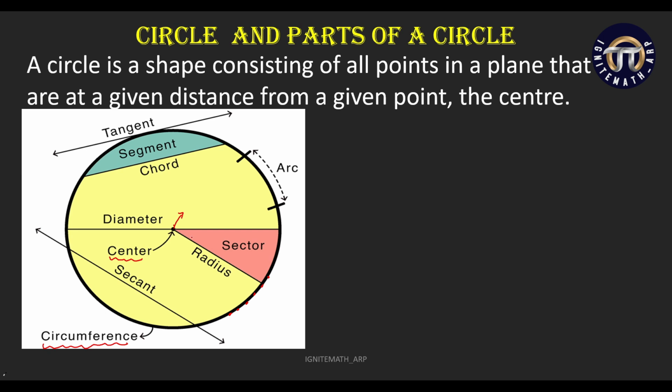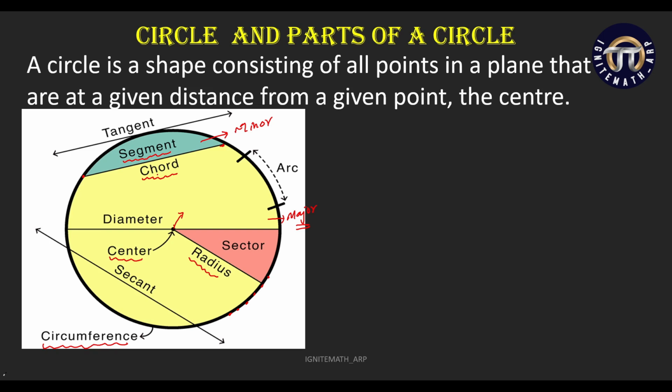What is that equal distance? That is nothing but the radius. The distance between the center of the circle and any point on the circumference is called a radius. Clear, children? Whenever a line segment is drawn connecting any two points on the circumference, we call that a chord. A chord divides the circle into two parts, and each of them is called a segment. If it is the smaller one, it is called the minor segment, and if it is the bigger one, it is called the major segment.